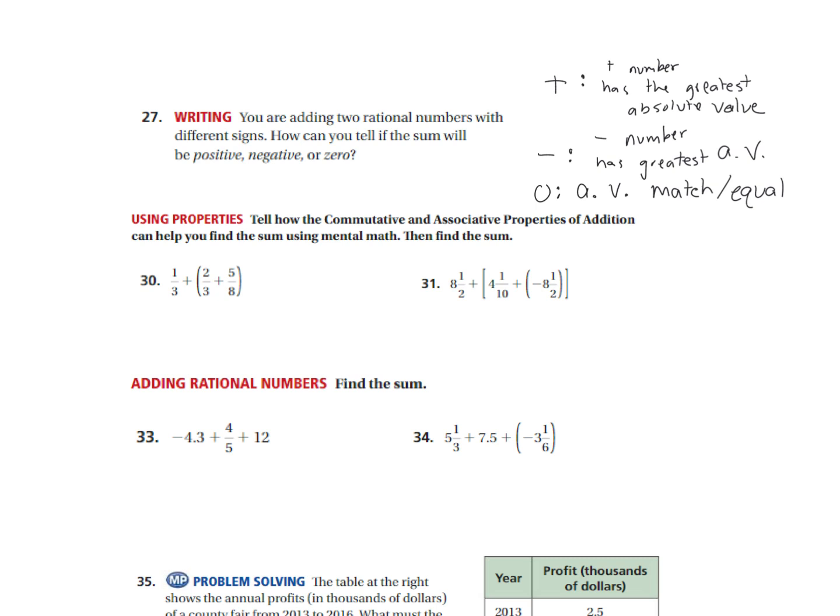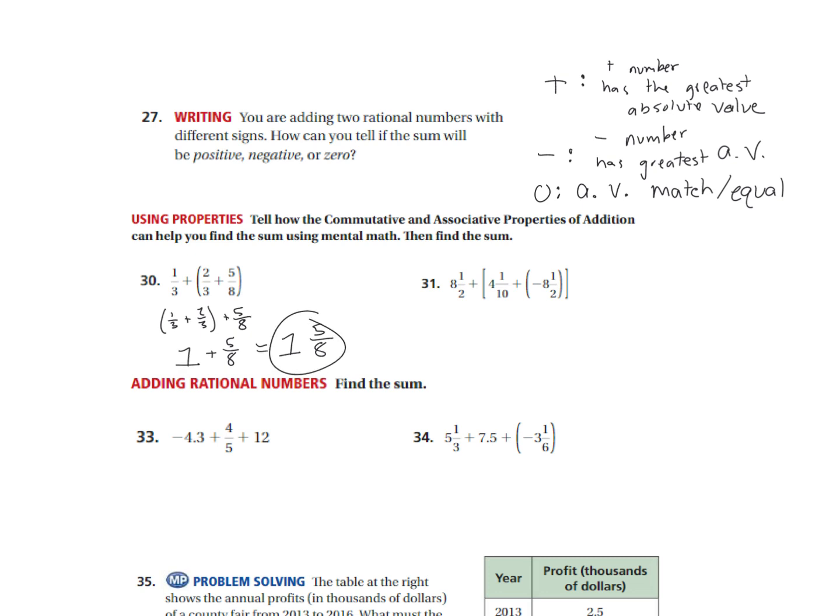All right, 30 and 31 tell how the commutative and associative properties of addition can help you find the sum using mental math. Well, I can use the associative property to move my parentheses around. Okay, and what I'm going to do is I'm actually going to rewrite it like this. Why? Well, it's going to be really nice because 1/3 and 2/3 added together, if we add our numerators, it's going to be 3/3, which is just 1. And then when I add 5/8 to it, I can just smash them together to make a mixed number, and I get 1 5/8.